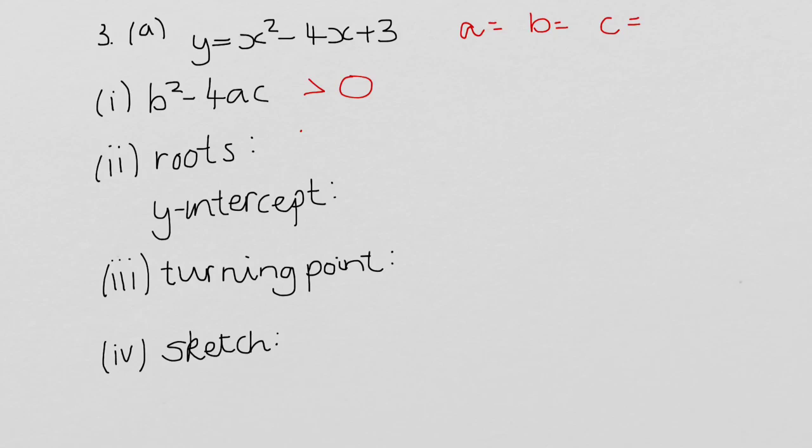So if we're finding the roots, that means we want to find where the graph crosses the x-axis. So we want the coordinates for these 2 points. In order to do that, we know that y must equal 0. So we can first of all rewrite our equation, but instead of y we can say 0 equals x squared minus 4x plus 3.